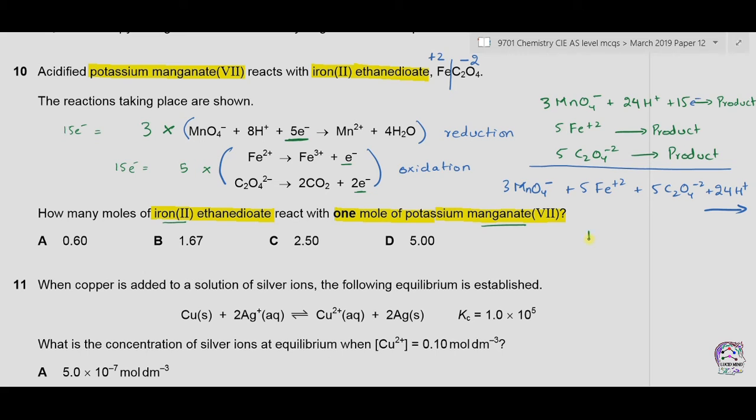So we can write MnO4 negative, iron plus 2. The molar ratio according to the balanced equation is 3 to 5. In the question they have asked about 1 mole of potassium manganate, so if it is 1 then this will be X. Cross multiplying, we have 3X is equal to 5, or X is equal to 5 divided by 3, which is equal to 1.67 moles. So therefore answer is B.